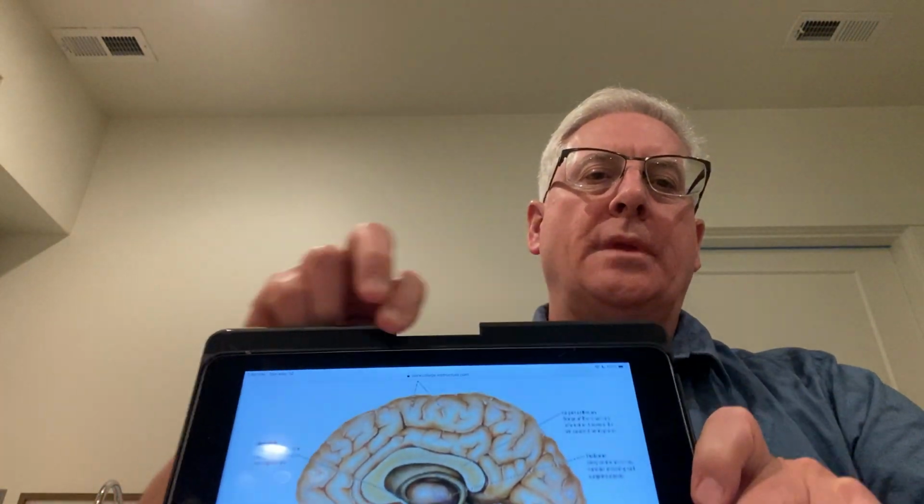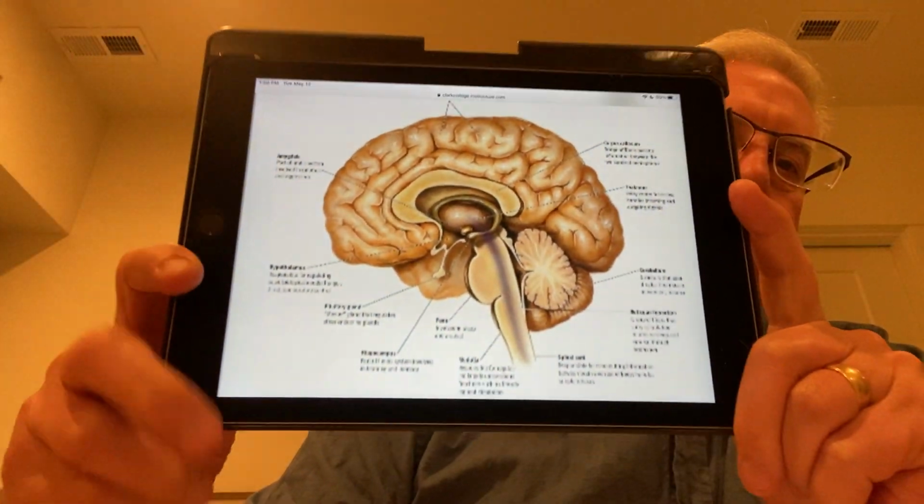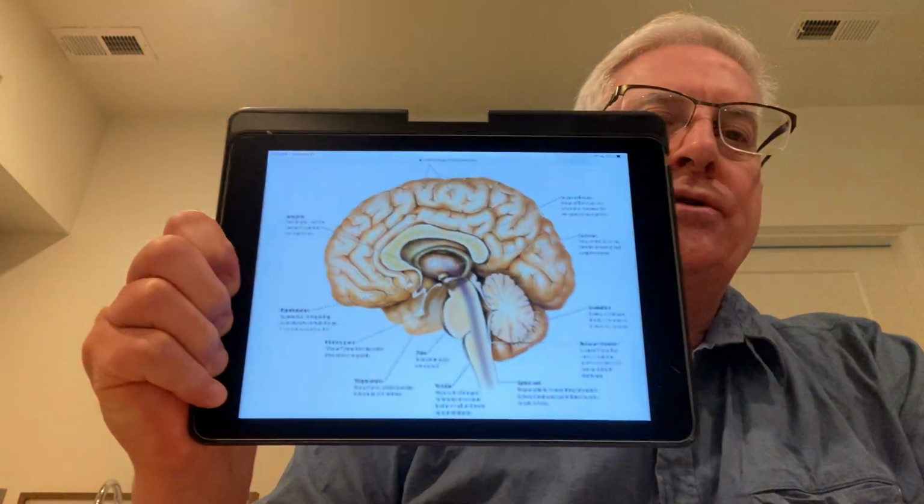So, let's first start with how we divide the brain up. Now, in your book, I believe this is image 3.5 from the text. If you look at it, the brain here is actually divided into three different sections.